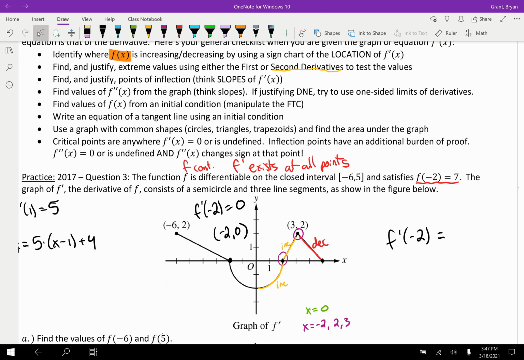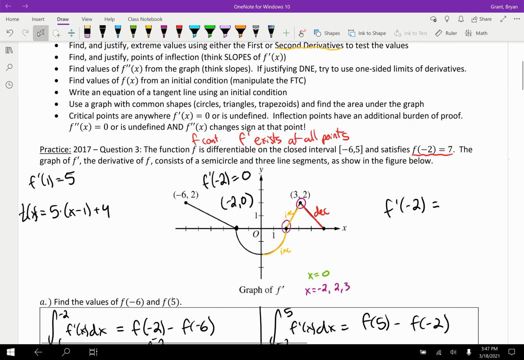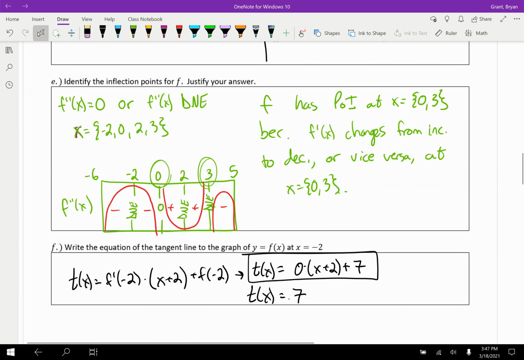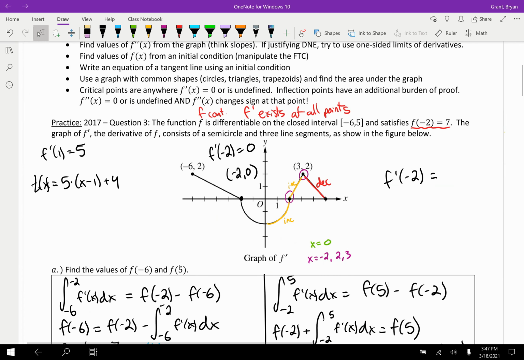Use a graph with common shapes to find the area under the graph. Today we did circles, triangles, and trapezoids. Don't forget that critical points are anywhere f prime is 0 or undefined, and bam, you found them. Inflection points have that additional burden of proof, right? Make sure f double prime changes sign. If you can conquer that, if you can feel comfortable on this, you really should walk away with 9 points, right? This one doesn't throw too many curveballs at you.